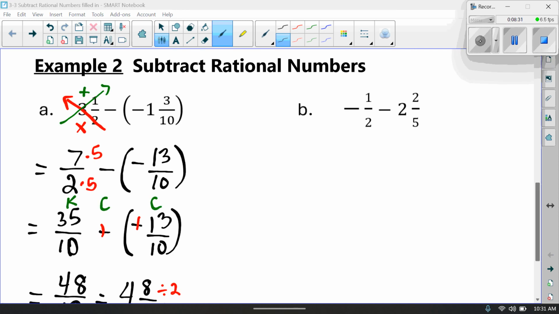All right, I'm going to give you 2 minutes to do example 2B, okay? Do that with your table partners.